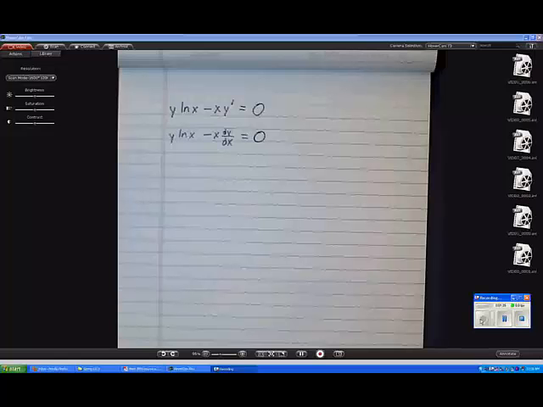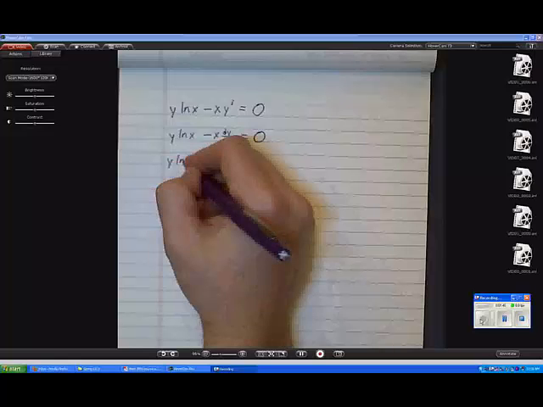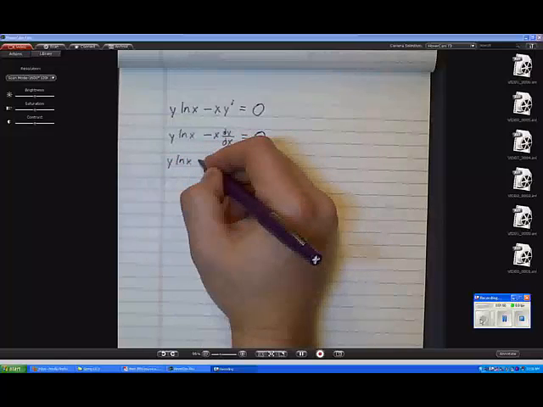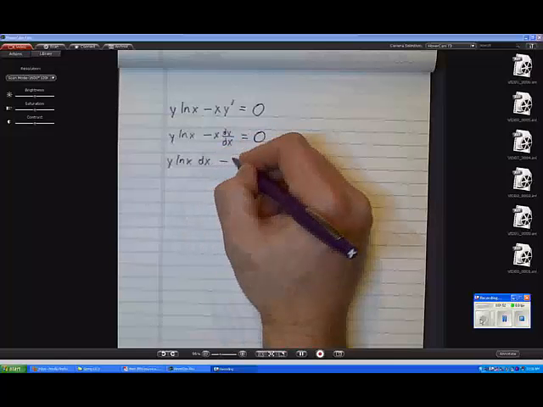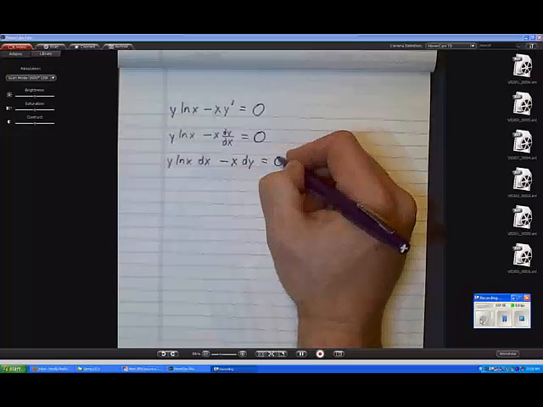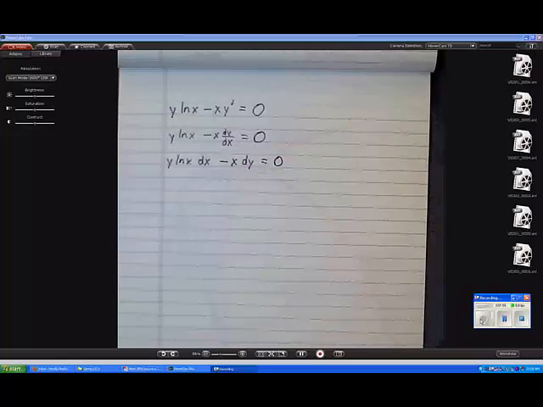Now again, what is a differential? Let's not worry about that now. Let's just follow the motions. Formal mathematics, I could write y natural log of x dx minus x dy equals 0. Are you guys with me there?